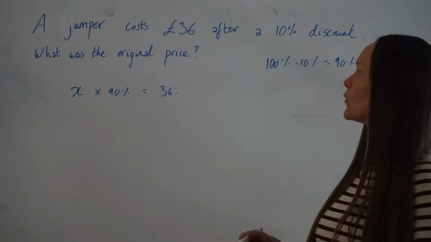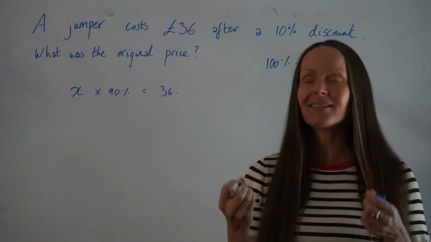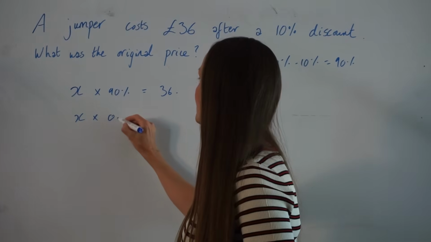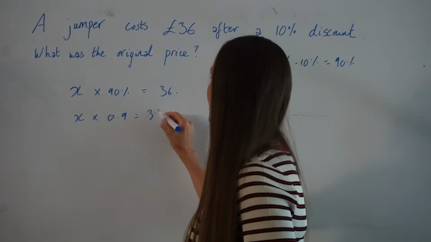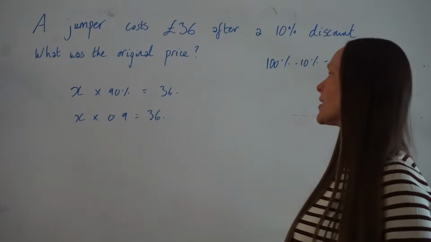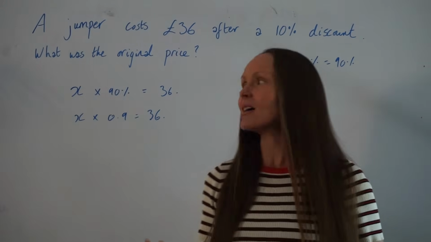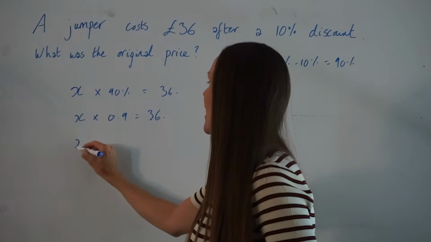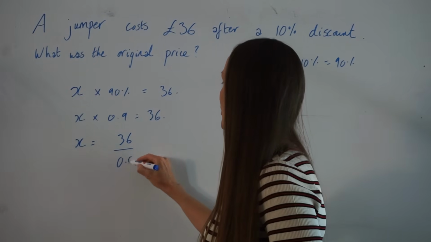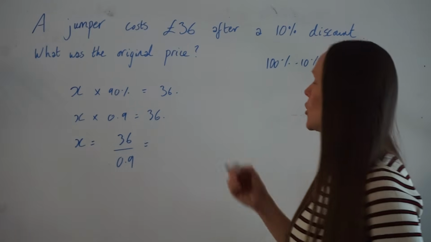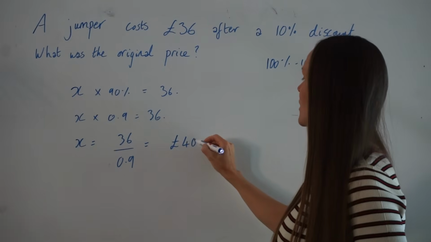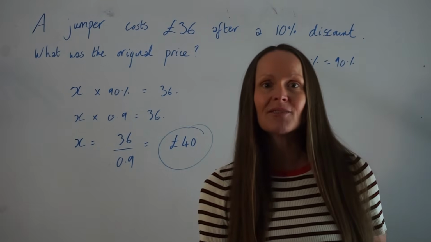Before I solve, I'm just going to rewrite 90% as a decimal. 90% is the same thing as 0.9. And if we're trying to solve for X, then we need to do the opposite of multiplying by 0.9. So I'm going to divide both sides by 0.9 so that X is equal to 36 divided by 0.9. And if you calculate this, you should find that X is equal to £40. Okay, so that's the original price of the jumper.